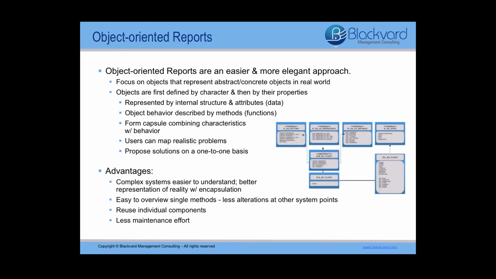So you have to support, or you have to do maintenance in these codings. It's quite hard to do maintenance in a 4,000 or 2,000 lines of code report than to change a method which does not contain more than 70 lines of code. So it's easier to overview single methods. You have to do fewer alterations at other system points, and as I told previously, you can reuse the individual components, which means less maintenance effort.